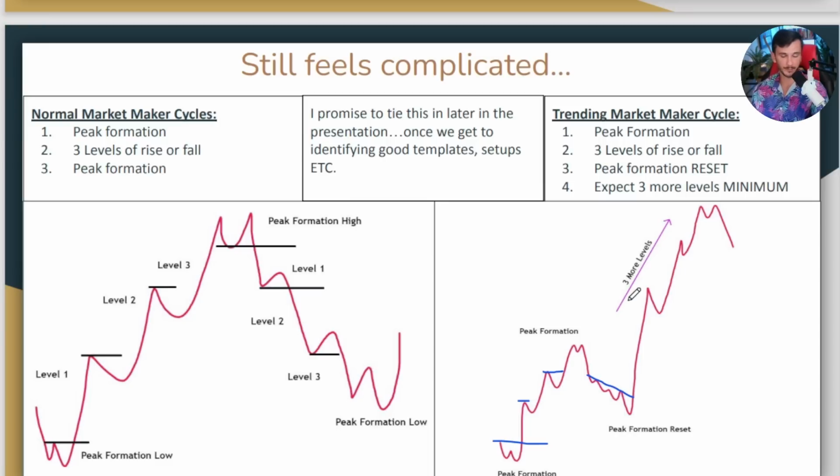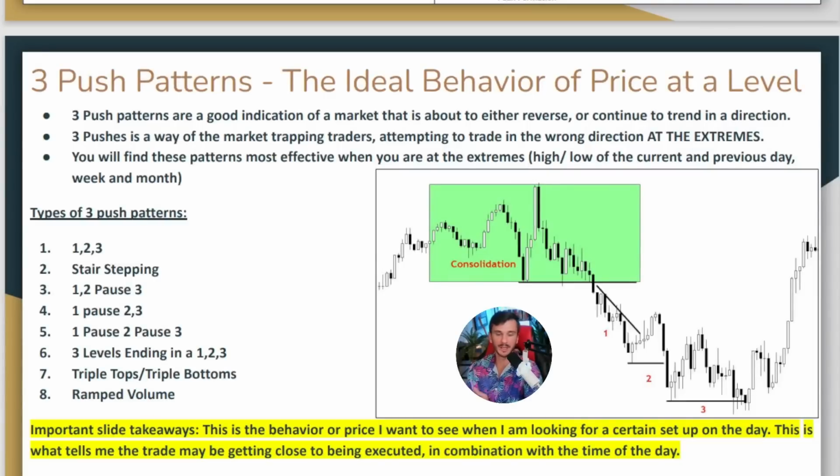And now you can expect 3 more levels or 3 more days of rise in that direction. In some cases, or a lot of cases, there might be 2 to 3 weeks of rise where they continue going in a direction. Now, when we were talking about entries and looking at the ideal behavior of price at a level, this is going to help explain some of those things.